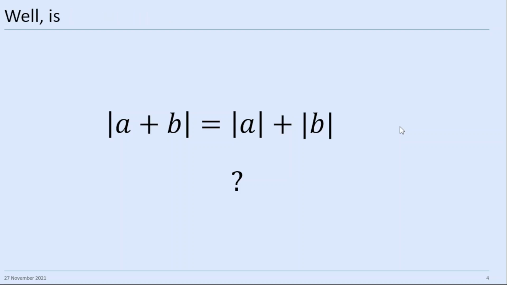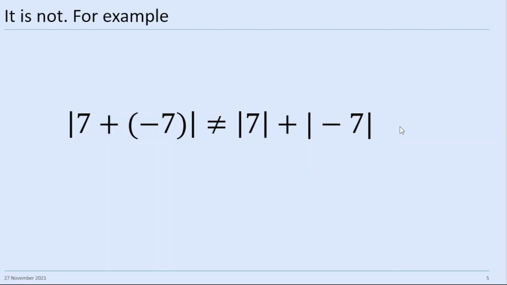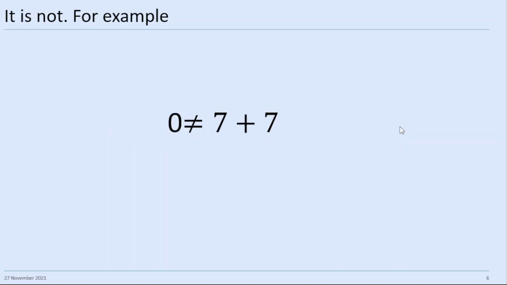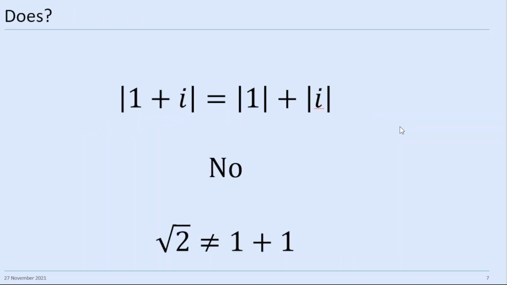Well, it is going to be obvious because we're going to prove it, but what I would say is this. Is it true that mod a plus b equals mod a plus mod b? It is not true. For instance, if we just take real numbers, mod of 7 plus minus 7 is not equal to mod 7 plus mod minus 7, because 7 plus minus 7 is just 0. So the mod of 0 is 0, and that is not equal to 7 plus 7, which is 14.